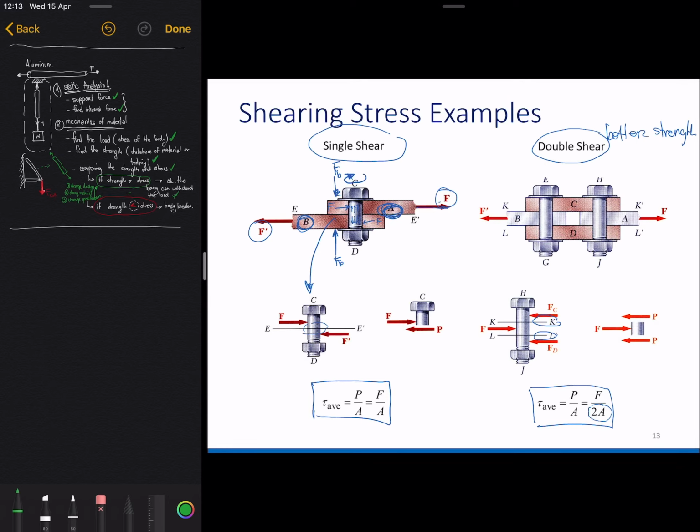But you can see that for double shear you introduce more material, C and D, and you also need a longer bolt. Means not good for cost. It's more expensive, easy as that, right?